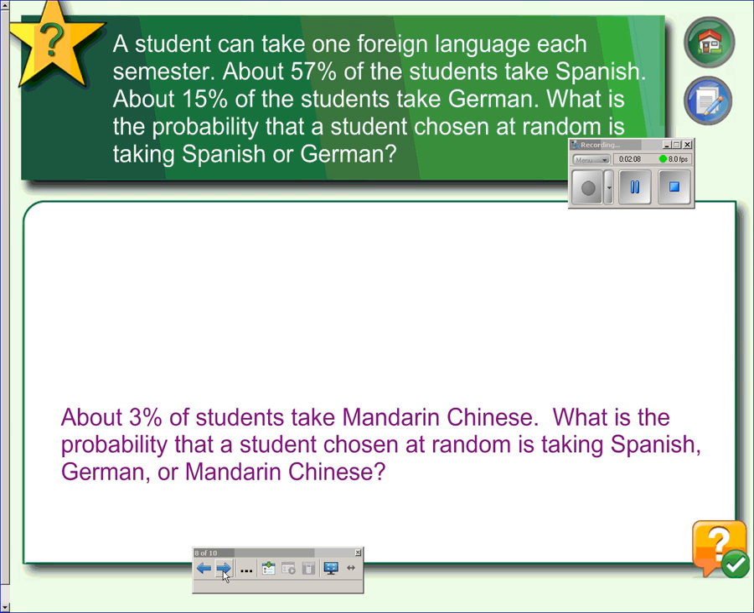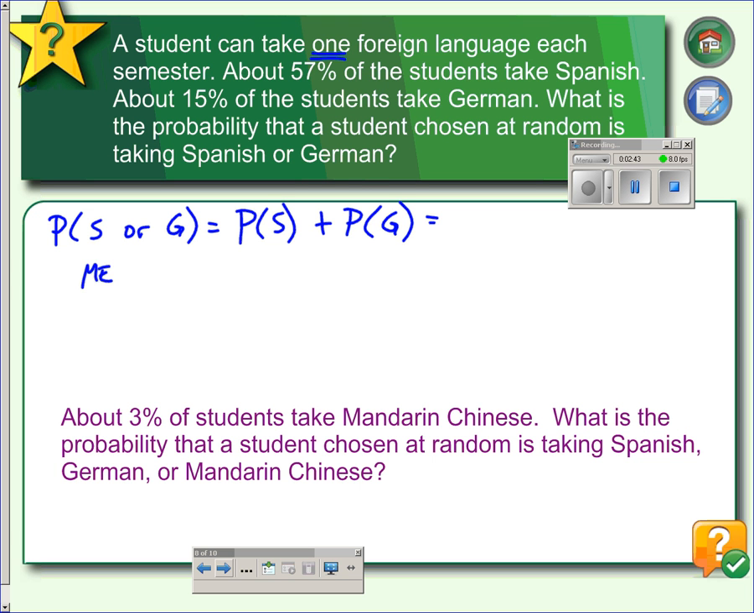Suppose a student can take one foreign language each semester. About 57% of the students take Spanish and 15% of the students take German. What is the probability that a student chosen at random is taking Spanish or German? So we're looking for probability of Spanish or German. Since they can only take one foreign language, these events are mutually exclusive. So we will just take the probability of Spanish plus the probability of German, and that will tell us the probability of Spanish or German.